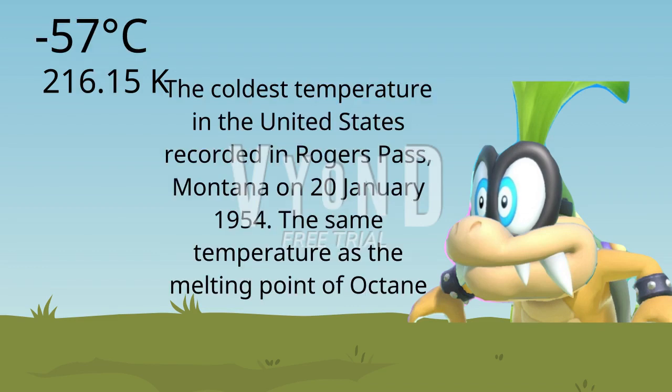219.55 Kelvin. The coldest temperature in the United States is -57 degrees Celsius, or 216.15 Kelvin, recorded in Rogers Pass, Montana on the 20th of January 1954, the same temperature as the melting point of octane, a compound containing 8 carbon and 16 hydrogen atoms.